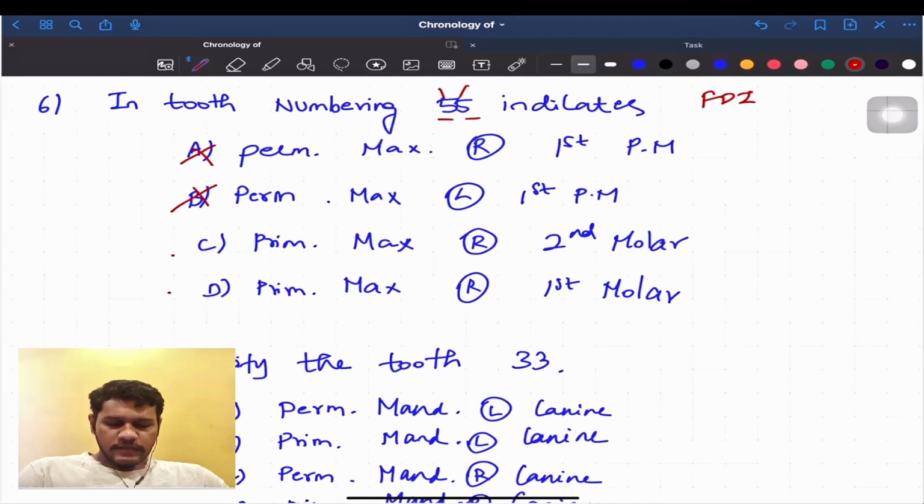Then check for the quadrant itself. 5 comes in the maxillary right, so you can see maxillary right, and both of those options are right. Then you have to see the second digit. 5 indicates second molar, so the answer is second molar. So primary maxillary right second molar. 5 is maxillary right, then comes the tooth 5, so this is the tooth being indicated.